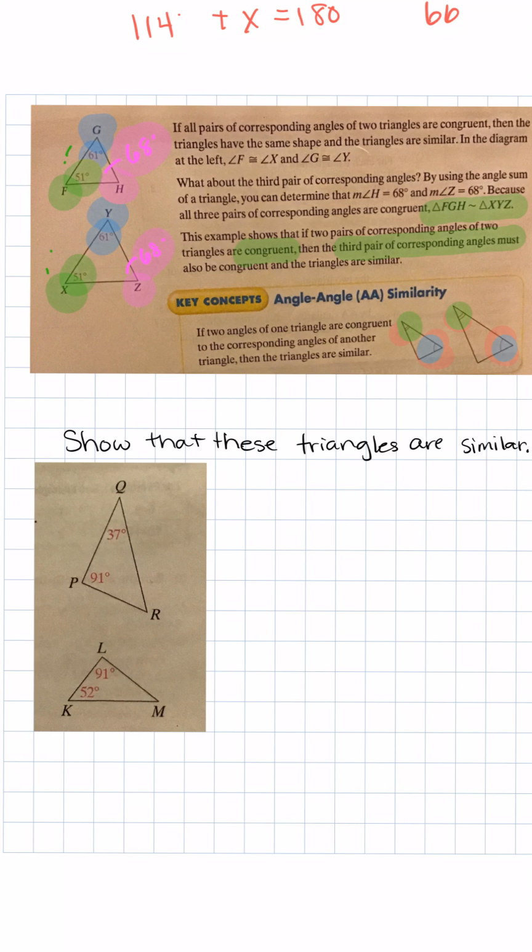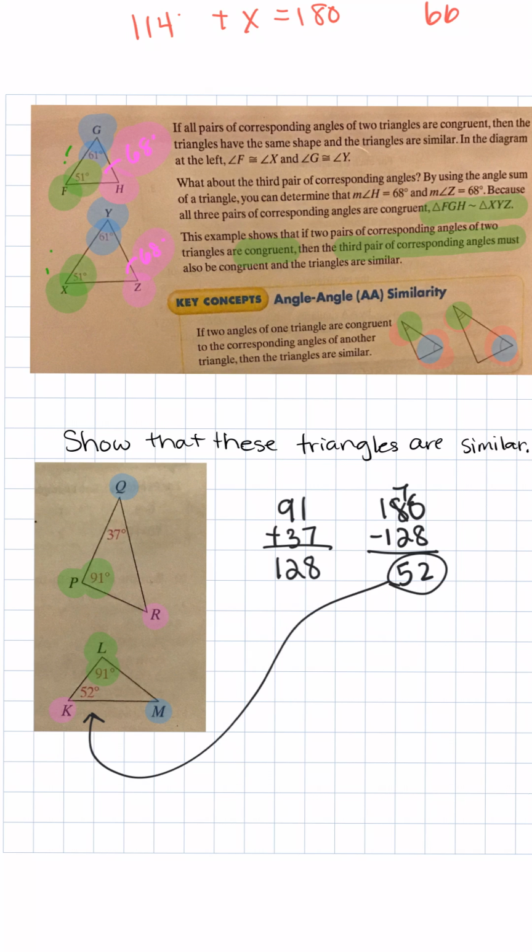Show that these two triangles are similar. So we can see that angle P and angle L are both 91 degrees. So if we assume that they are similar, then we want to believe that K and R are congruent and Q and M are congruent. But to double check, we should add up the angles. So 91 plus 37 is going to equal 128. We take that and subtract it from 180, that's the measurements of a triangle, equals 52. And if you look, that equals 52, so we are correct.